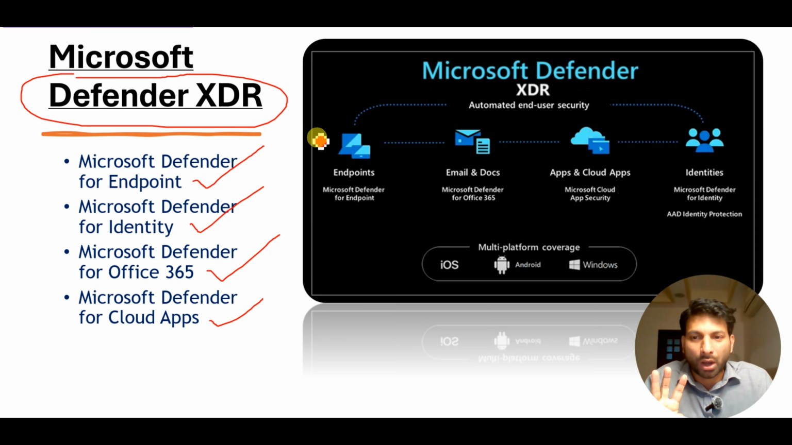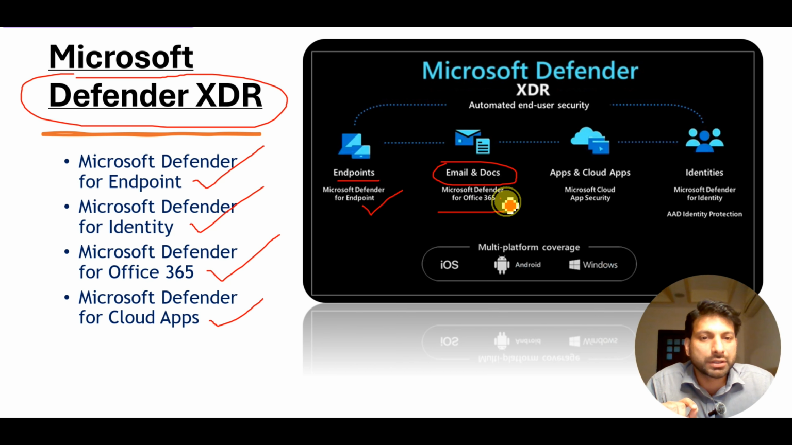What these four products do is automatically detect threats, vulnerabilities, and security breaches, and report them to the XDR, Extended Detection and Response, in the Defender portal. In this XDR, to manage the endpoint, we have Defender for Endpoint. To protect our email and documents, we have Defender for Office 365. To protect our cloud apps, we have Microsoft Cloud App Security, which is Defender for Cloud Apps. And to protect our identities, we have Defender for Identity.